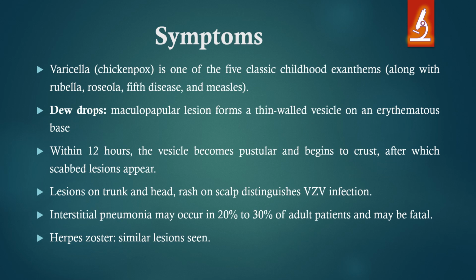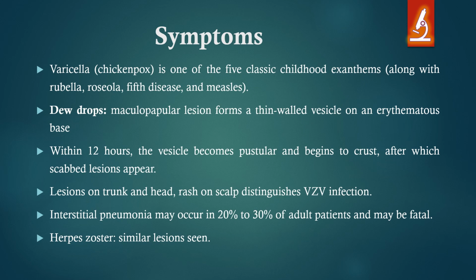The lesions are itchy and cause scratching, which may lead to bacterial superinfection and scarring. Lesions on the mucous membrane typically occur in the mouth, conjunctiva, and vagina. Primary infection is usually more severe in adults than in children. Interstitial pneumonia may occur in 20 to 30% of adults and may be fatal.